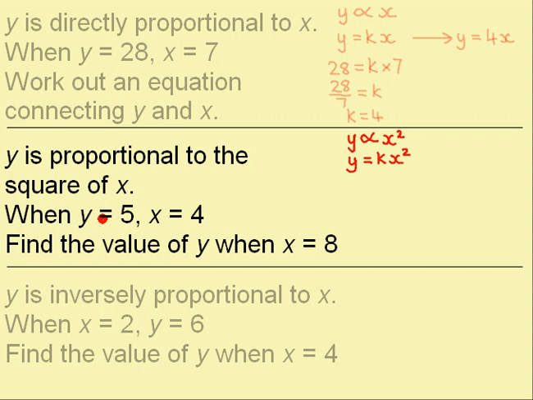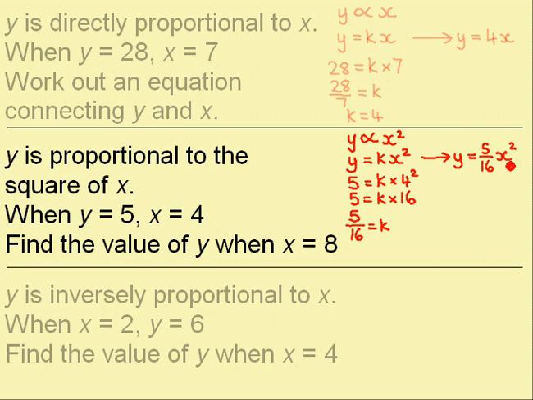Now y is equal to 5, so I can put that here. And x is equal to 4, so I've got k times 4 squared. So 5 is equal to k times 4 squared, which is 16. Now to find k, I can divide both sides by 16. So I've got 5 over 16 equals k. Now I can use this and this line to give me an equation linking y and x. So I've got y equals k, which is 5/16, and then x squared.